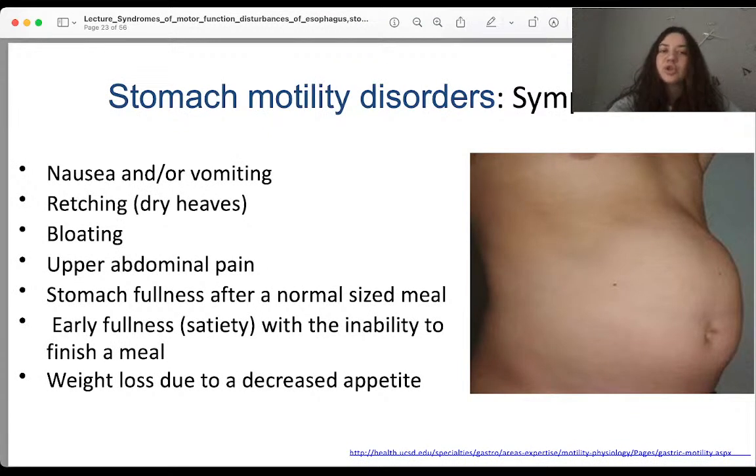The main symptoms in general for all stomach motility disorders, as for dumping, as for gastroparesis, as for cyclic vomiting, functional dyspepsia, for all of them in general, are the most typical symptoms. They include nausea or vomiting, retching, we name it in such a way dry heaves, bloating, upper abdominal pain, stomach fullness after a normal-sized meal, early fullness, satiety with inability to finish a meal, weight loss due to a decreased appetite.